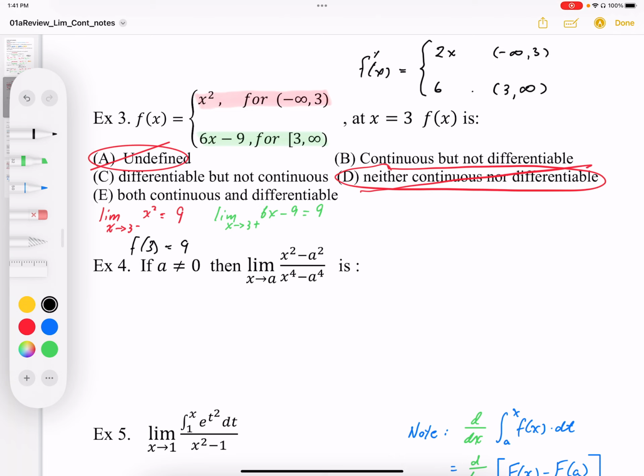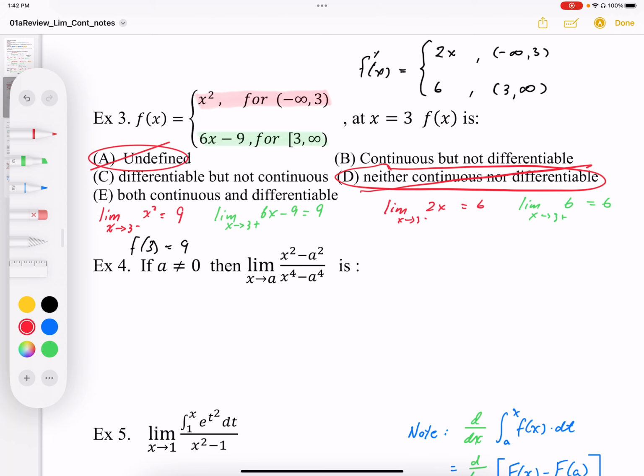Okay, so we're going to check the derivative from the left and right-hand sides. The limit as x approaches 3 from the negative side of 2x is equal to 6. The limit as x approaches 3 from the positive side of 6 is just 6. So we know that the left-sided limit and the right-sided limit are the same, and equal 6 at that point. So the derivative is continuous there, so it must be differentiable. So we know that this is both continuous and differentiable.